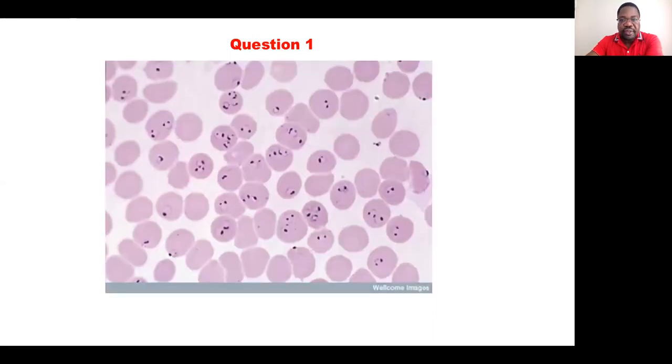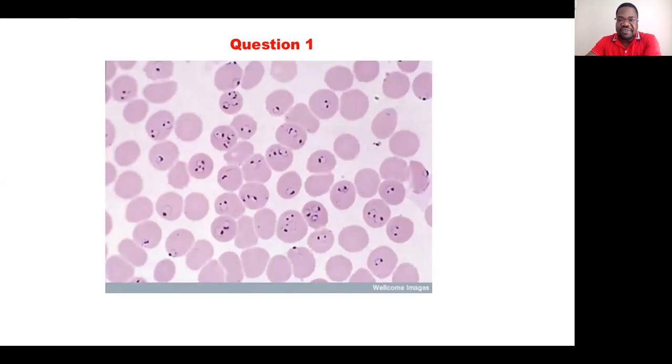So that's how you look. Now, let's look at some questions, some exercises. Question 1. This is the slide. Try to think about it and make the diagnosis.